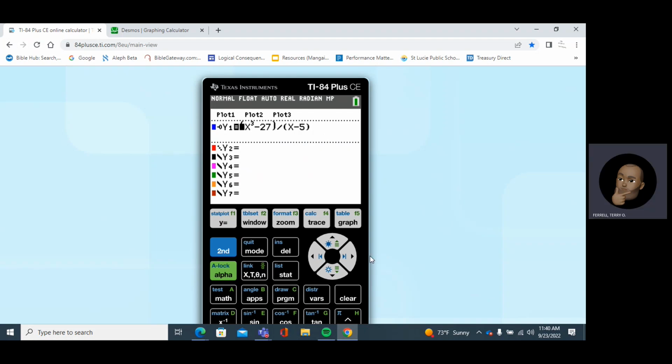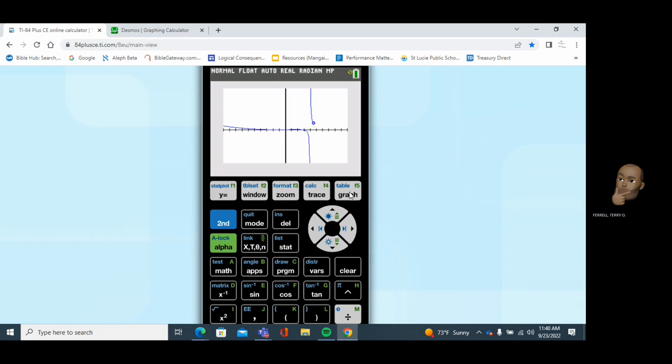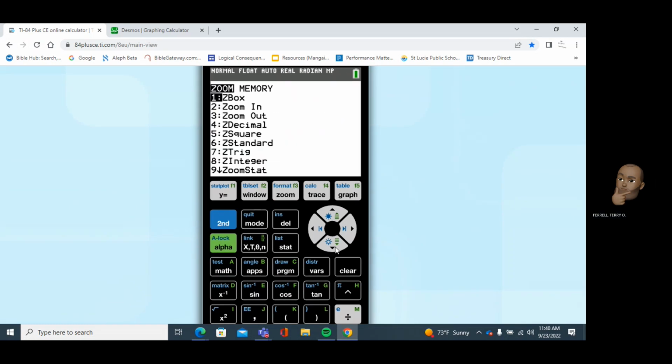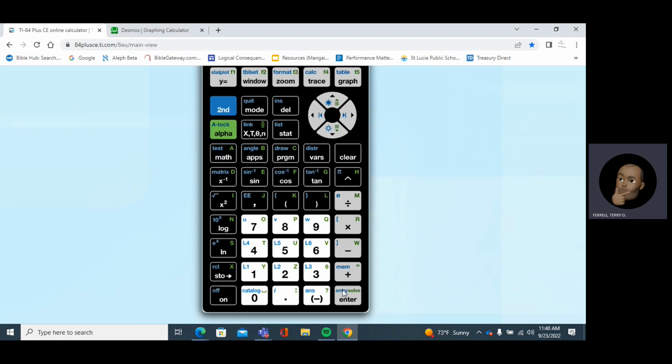For this one, I think I had another example. So now I'm going to change this to a 4. And now I'm going to hit graph. Now, your graph might not look right. If I'm going to hit zoom, this graph was kind of weird, and this is important here. I'm going to hit zoom and Z standard.